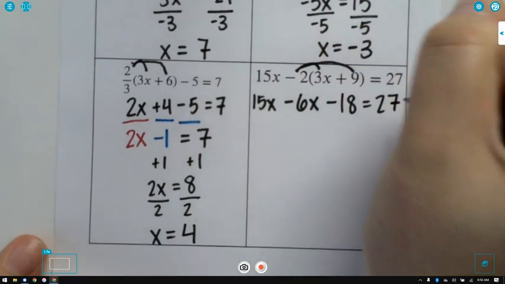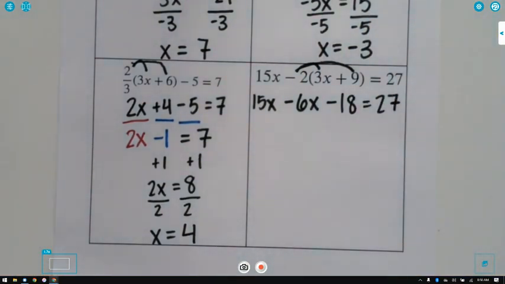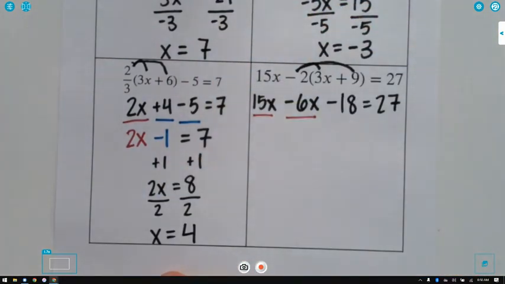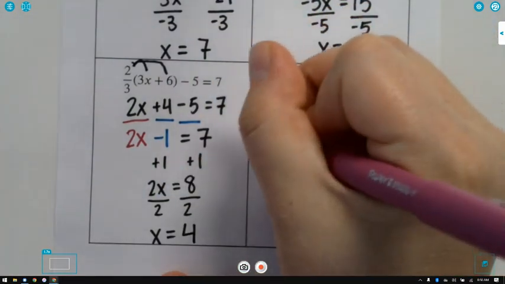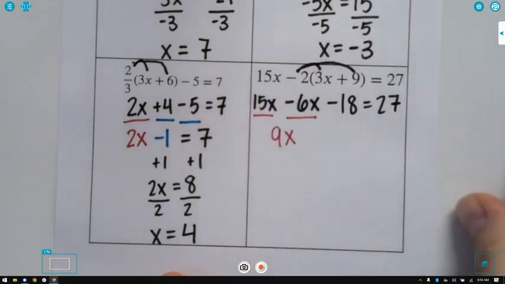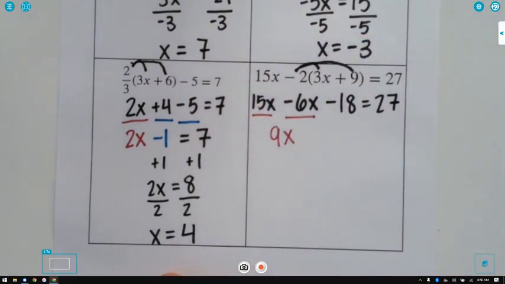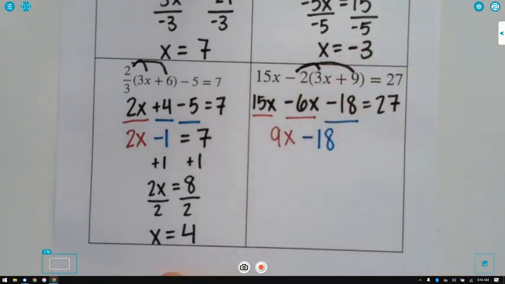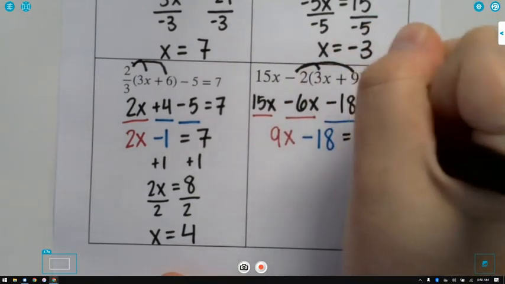I put this example on here specifically because that's kind of a weird little thing that happens. Okay, and then from here on this one, we are combining together the x's. So 15x and minus 6x combined together is 9x. And then negative 18 has no one to combine with, so it just stays negative 18. That is equal to 27.